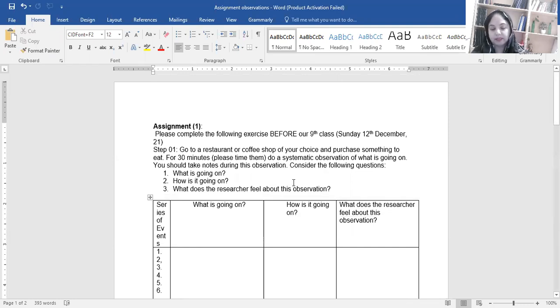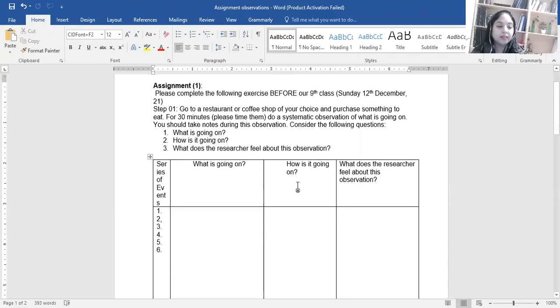And there are two observations. One is a general observation in a naturalistic setting, and the other one is the topic or your research-specific observation. So activity one is: go to a restaurant or a cafeteria of your choice and purchase something to eat. For 30 minutes you must be there, and you have to conduct a systematic observation of what is going on. You should take notes during this observation.